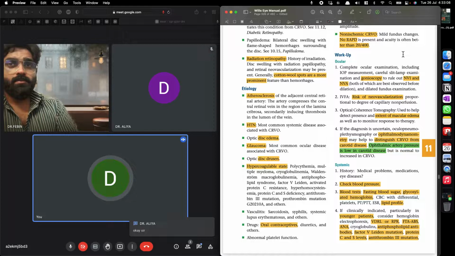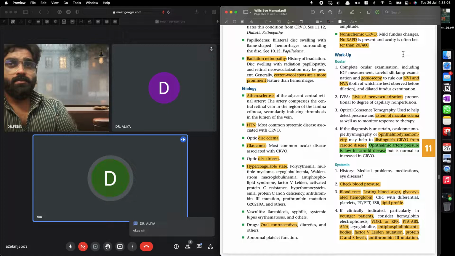In the CVOS study, which was done later in 1992, they found out that prophylactic PRP is useless. Don't do PRP before it is needed. Wait for the neovascularization to come and then perform the PRP. This was the CVOS study, done in 1992.